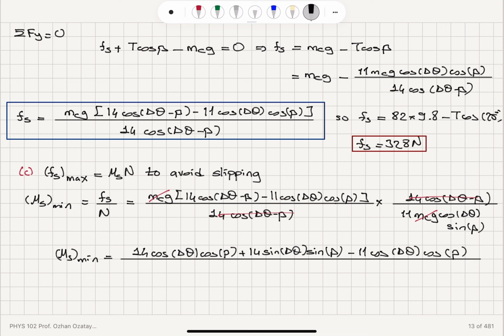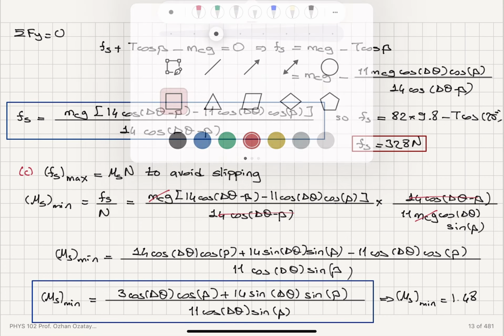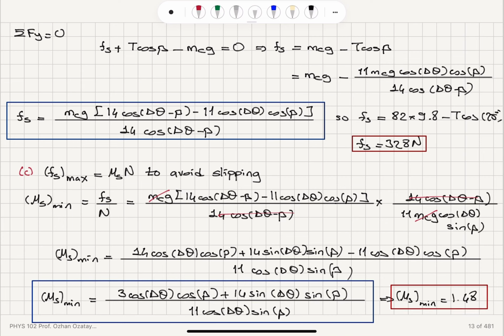If I substitute the numbers here for delta theta and beta, so remember we have delta theta 35 degrees, beta is 25 degrees, I obtain the minimum coefficient of static friction to be 1.48. So that is my numerical answer to this question.